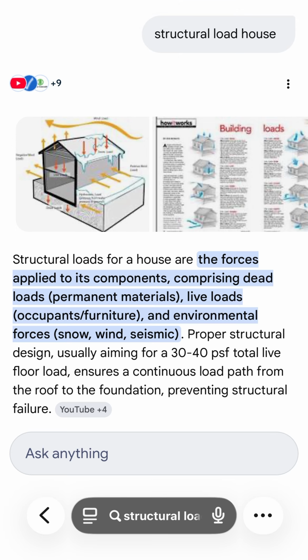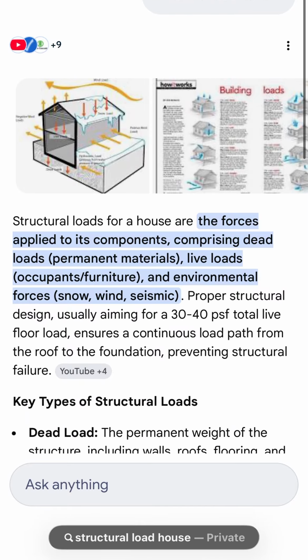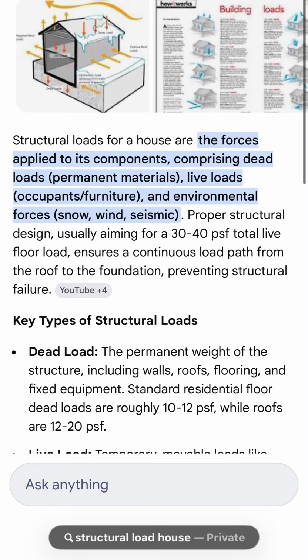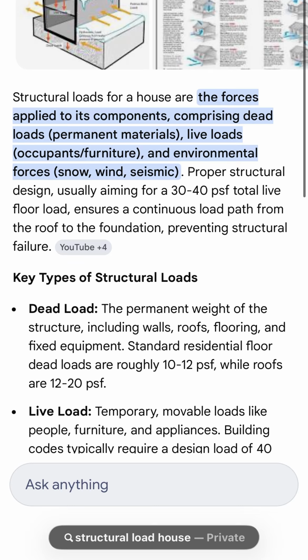All right. This is a term for structural load, and it says structural loads for a house are the forces applied to its components, comprising dead loads, permanent materials, live loads, occupants, furniture, and environmental forces, snow, wind, seismic. Proper structural designs, usually aiming for a 30 to 40 PSF total live floor load, ensures a continuous load path from the roof to the foundation, preventing structural failure.